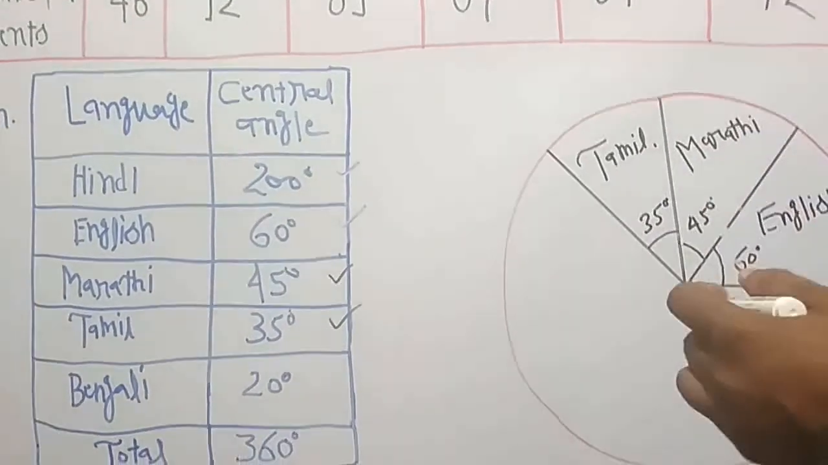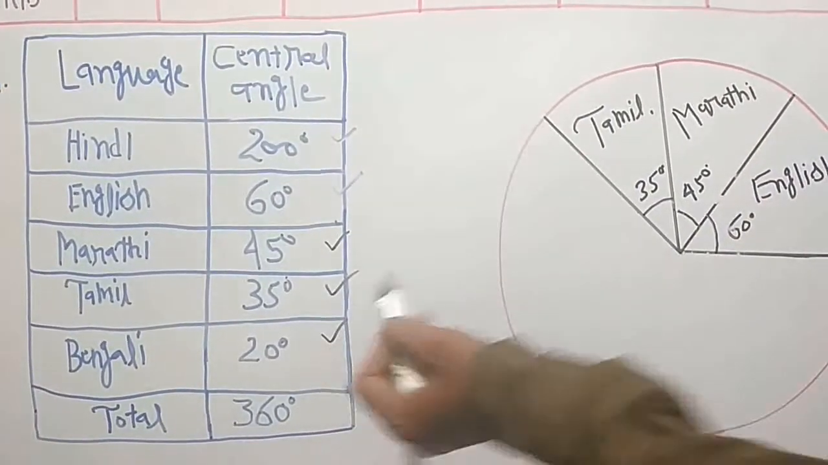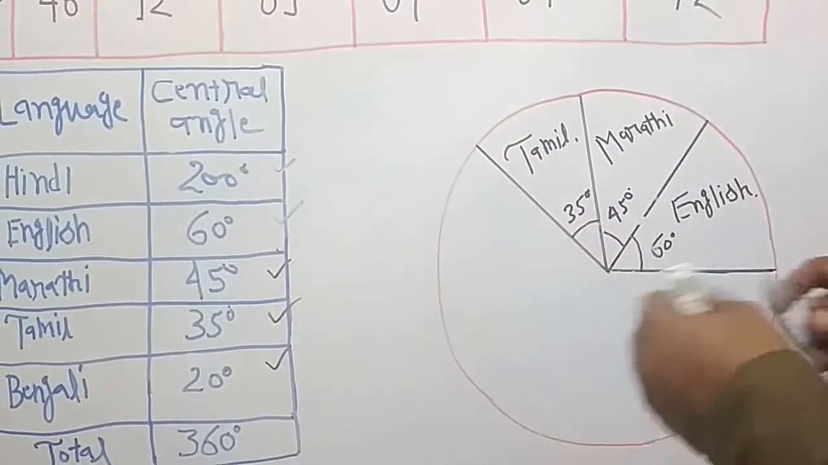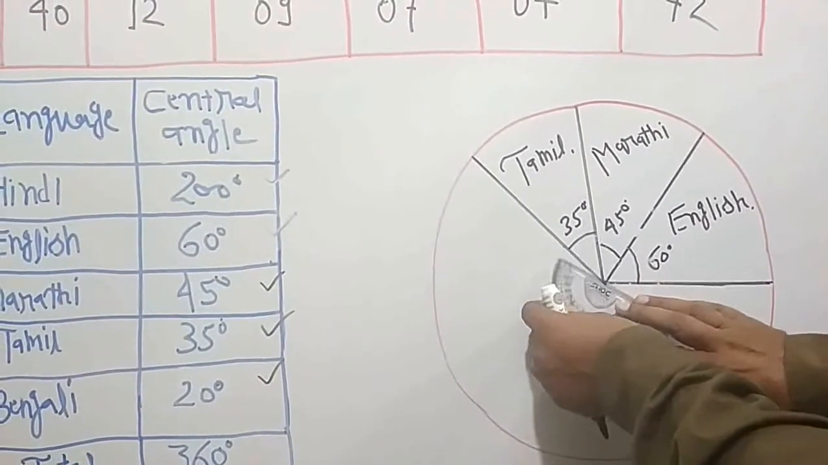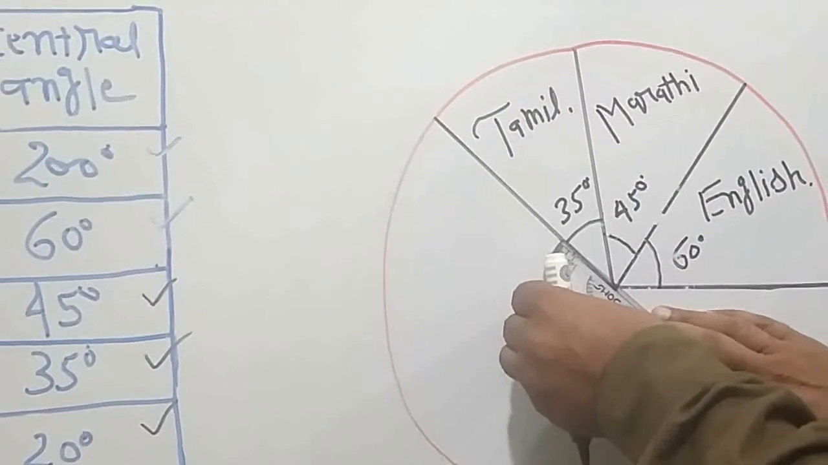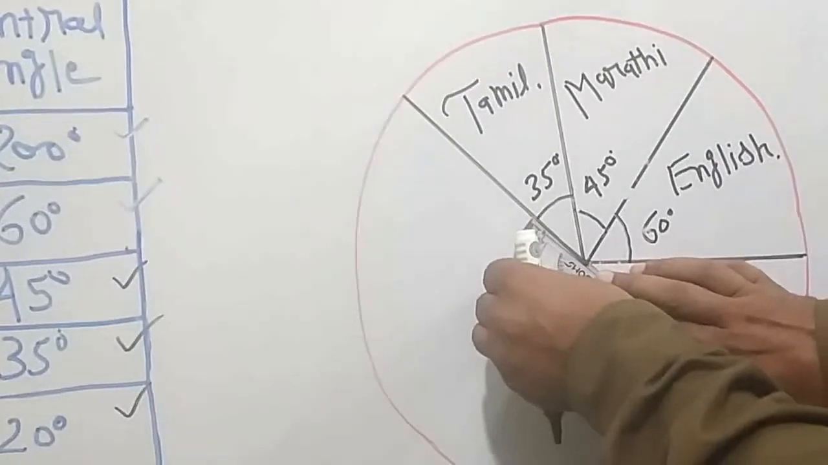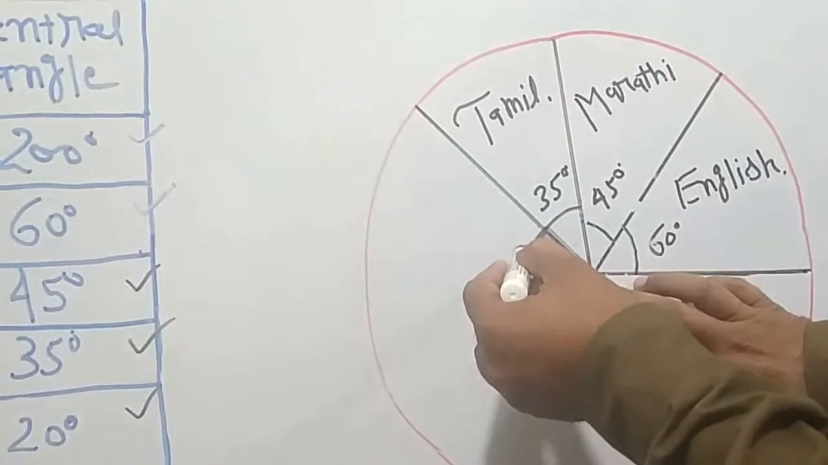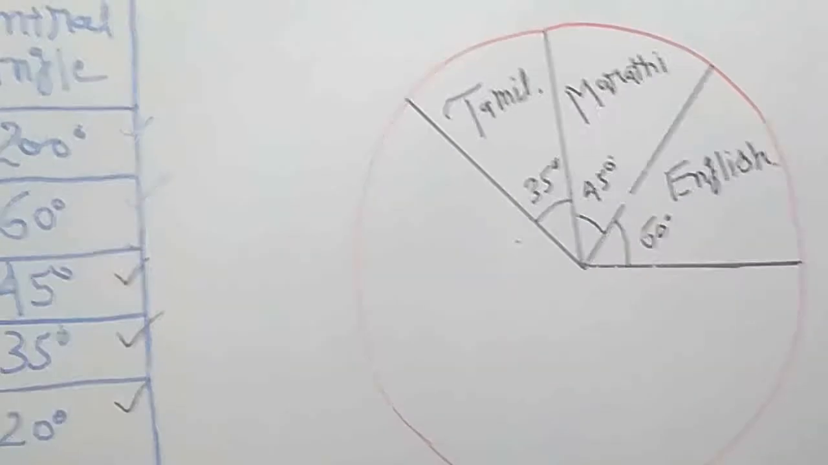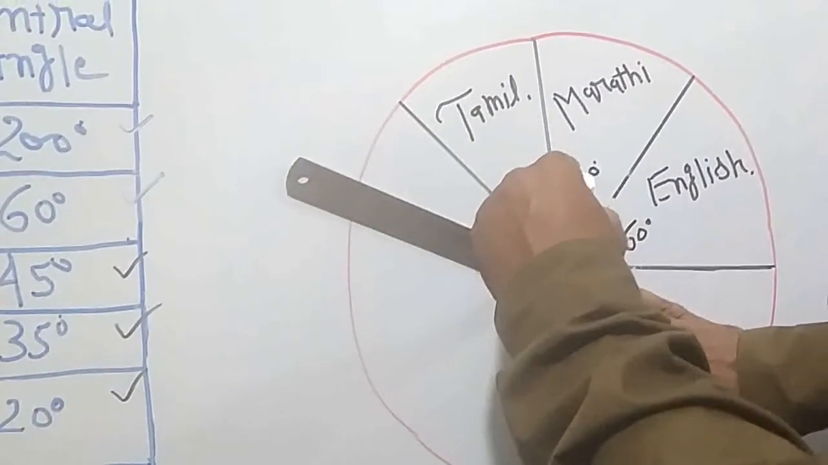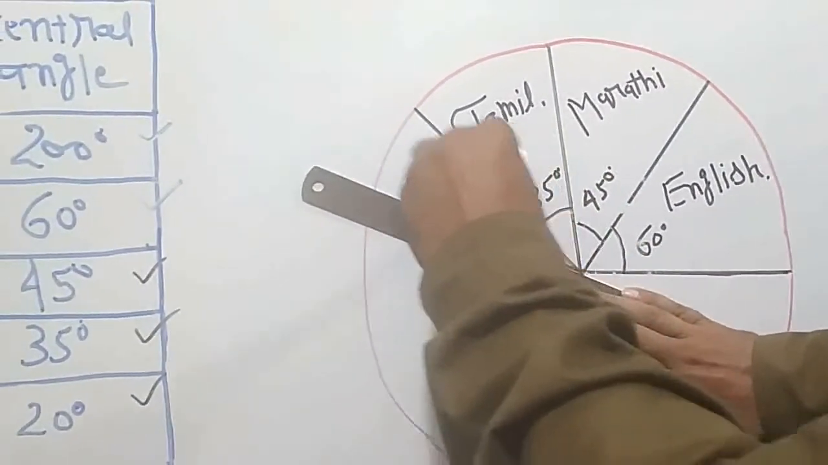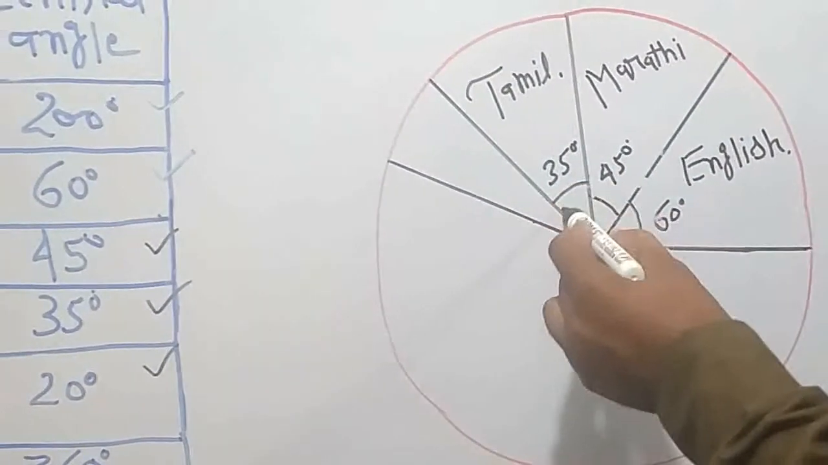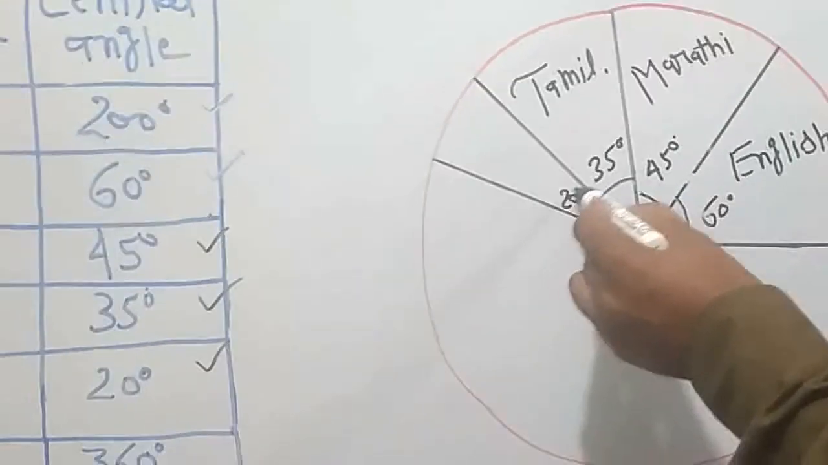Now the next, the 20 degree angle, is for the Bengali. We take this line as a baseline, and again we set our protractor here. It is 0, 10, 20. Now we join this. This is the angle of 20 degrees, and this is for Bengali.